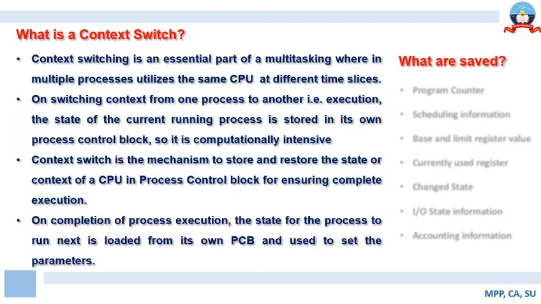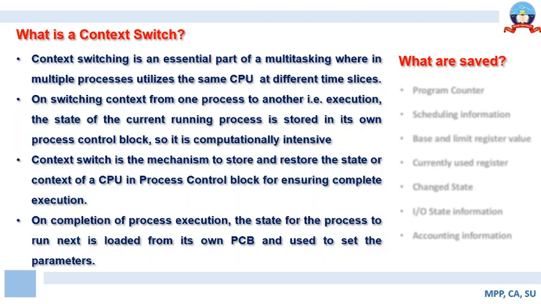On completion of the process execution, the state information of the process to be run next is loaded from its PCB and used to set the parameters. This is also very much important. Once a process terminates, the other process that is to be executed, its status has to be loaded and it has to be prepared for execution. So this is what context switching is all about.